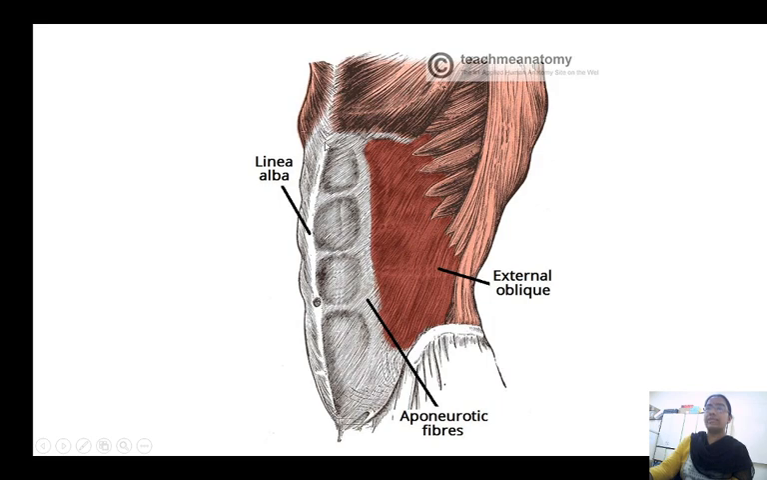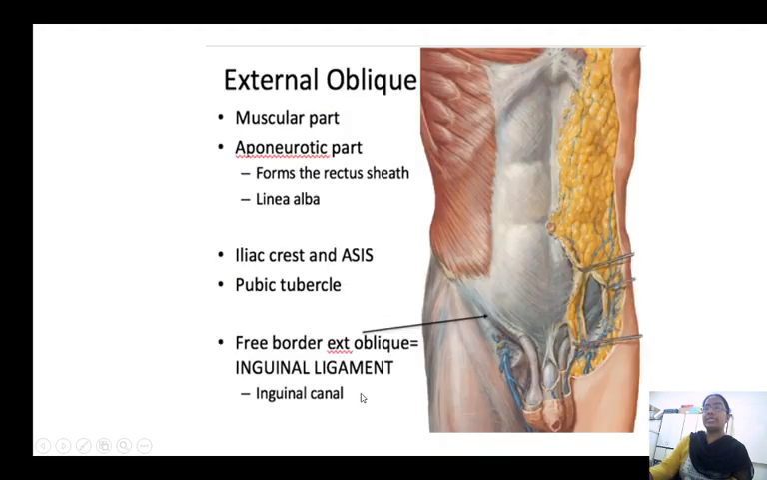This is a bloodless area formed by the decussation of the fibers of either side. The aponeuroses of either side decussate and form the linea alba, extending from the xiphoid process to the pubic tubercle. Some fibers beneath get folded and thickened, extending from the anterior superior iliac spine to the pubic tubercle, forming the inguinal ligament. So this is about the origin and insertion of the external oblique muscle.